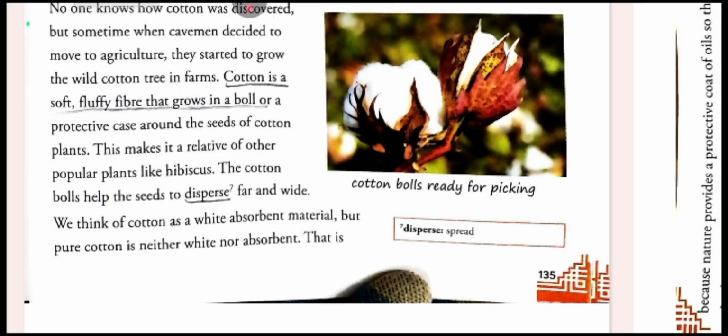We think of cotton as a white absorbent material, but pure cotton is neither white nor absorbent. Cotton is basically an absorbent material, right? It absorbs liquid, but pure cotton is not white, it is off white. If we see the cotton on the plant, it is not pure white, it is off white, and it is not absorbent.